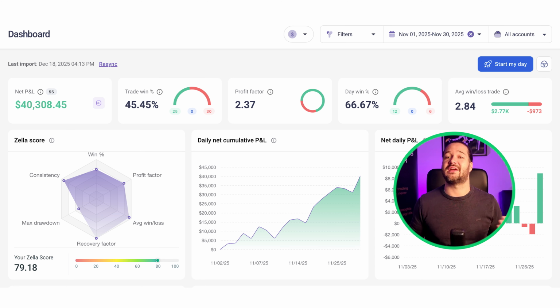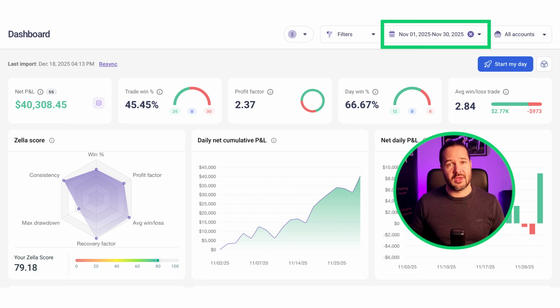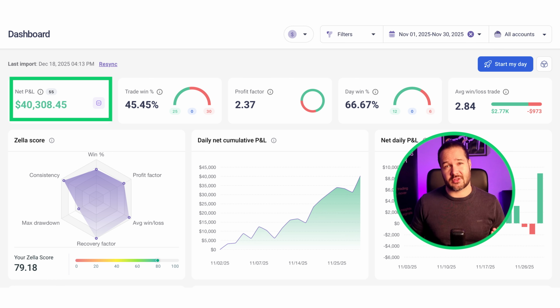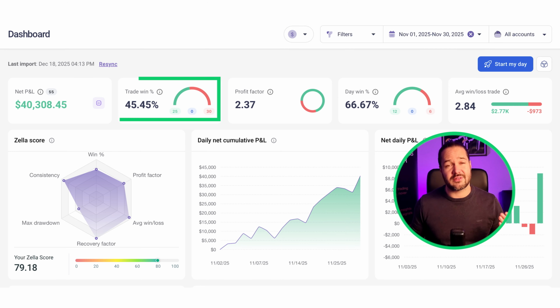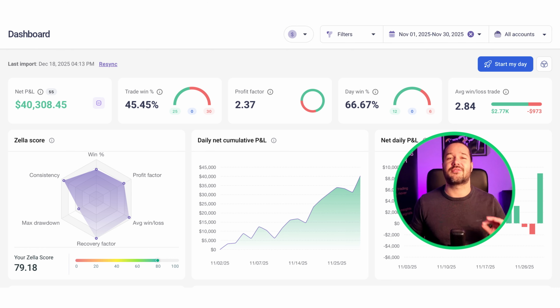First, I want to show you my trading results from the last month, just to show you what's possible. I had a net P&L of over $40,000 with a win rate around 45%, which is not too high, you might say, but the profit factor of 2.37 shows that the reason behind this is that we are trading only setups with a great risk-reward ratio.